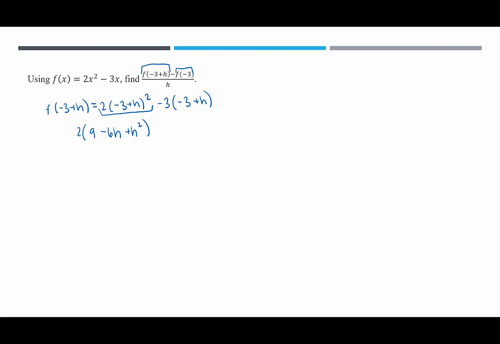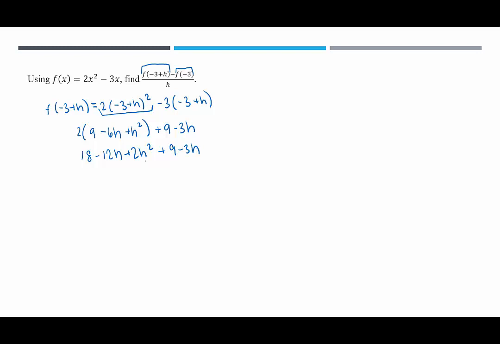I can go ahead and just distribute the negative 3 here since there is no exponent. Negative 3 times negative 3 is positive 9. I want to be careful distributing a negative. Negative 3 times h will be minus 3h. Now we're going to double the three terms in the parentheses, so we end up with 18 minus 12h plus 2h squared. Bring down these last two terms, and let's combine like terms.